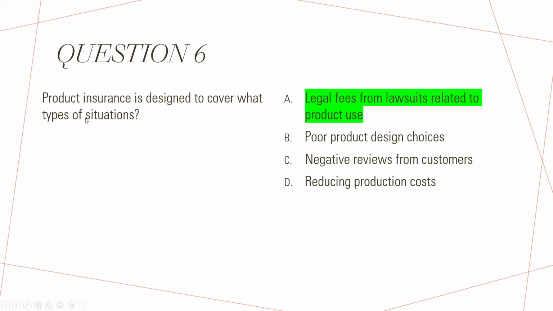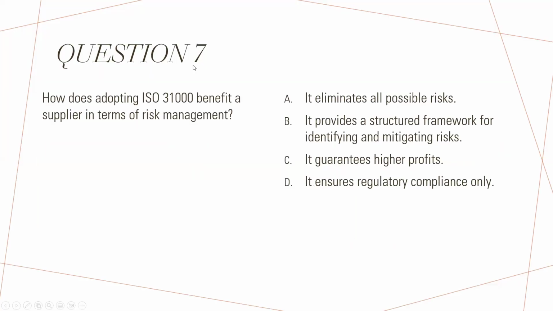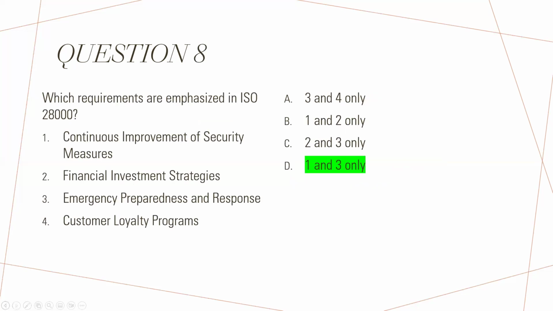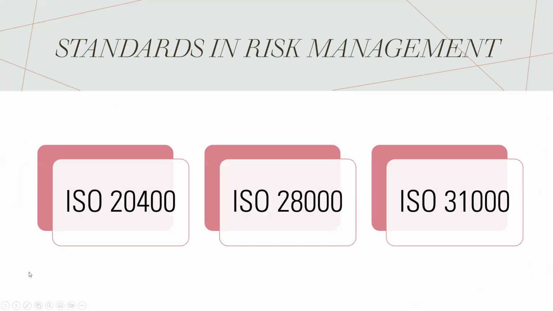All right. So let's move on to the final part of today's revision, about different standards in risk measurement. We have some ISO standards: ISO 20400, which is sustainable procurement; ISO 28000 is the security management system; and ISO 31000 is risk management.